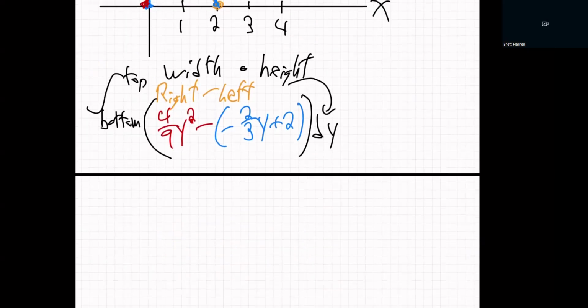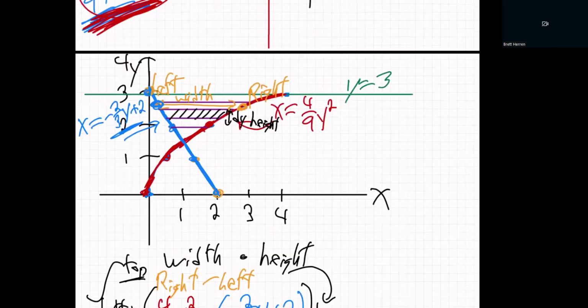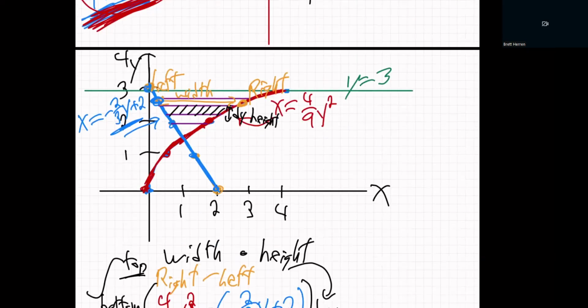You can distribute. Now, the only thing we've got to find is the bottom and the top. What's the bottom and the top? Well, that's going to go from here. Can you see it? It's going to go from right here. This is the bottom of the region to the top. Bottom to top of the region, right? This is the region right here.